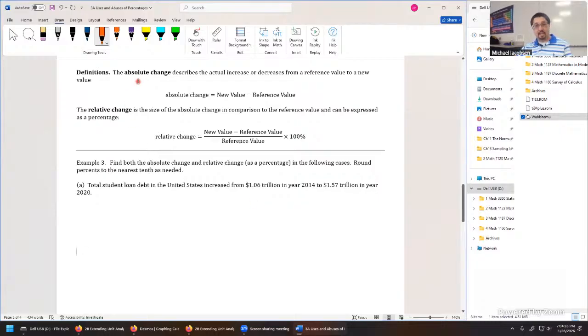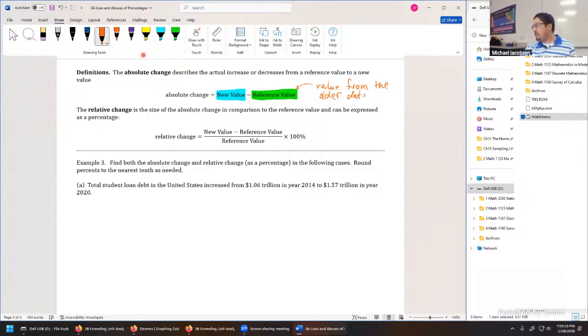First, absolute change is a nice one to think about. Absolute change just tells us how much we increased or decreased in a quantity year after year. So it's thought of in terms of the new value minus the reference value. In the problems in the book, the problems I assigned in the homework, as well as the lecture notes, the reference value is usually a value from the older date.